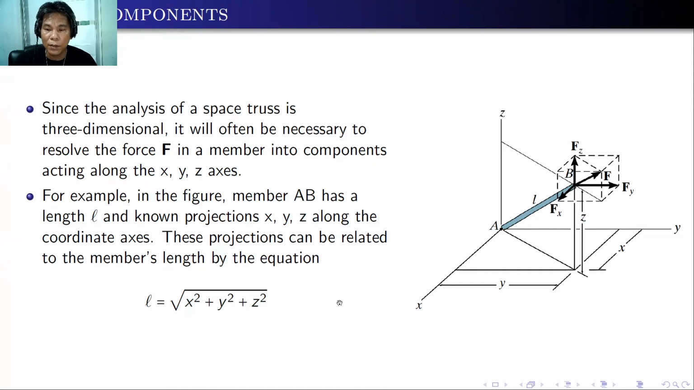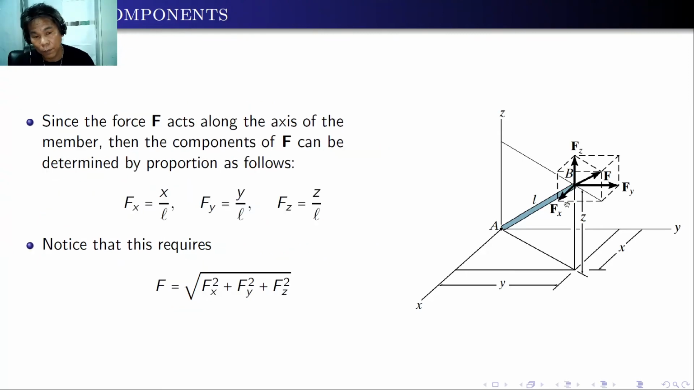For the analysis of this, it's also important that we determine the components of the force. Since the analysis of a truss or space truss is three-dimensional, it will often be necessary to resolve the force in a member into components that are acting along the X, Y, and Z axes. For example, in the figure, member AB has a length L and known projections x, y, z along the coordinate axes. These projections can be related to the member's length by the equation, just like the Pythagorean theorem, that L is equal to the square root of x squared plus y squared plus z squared.